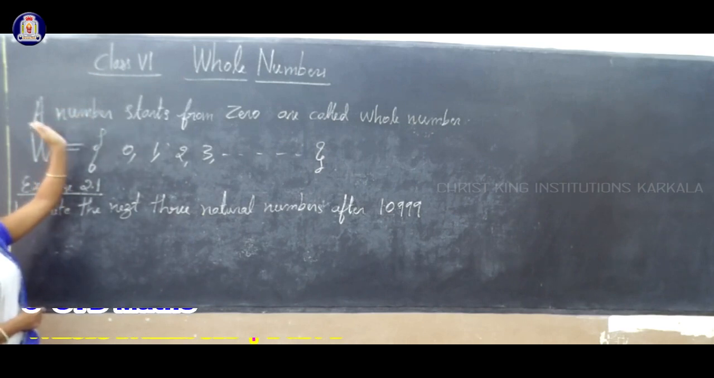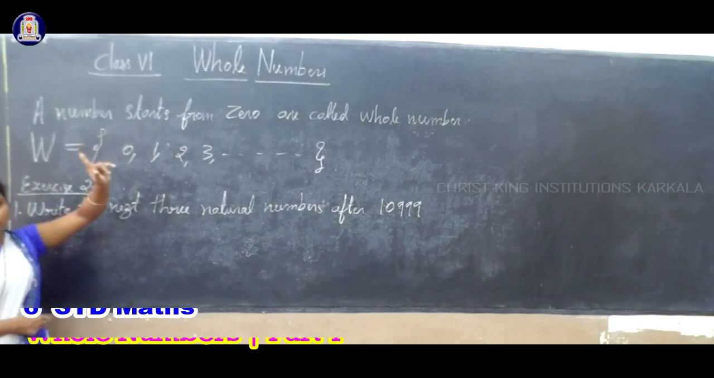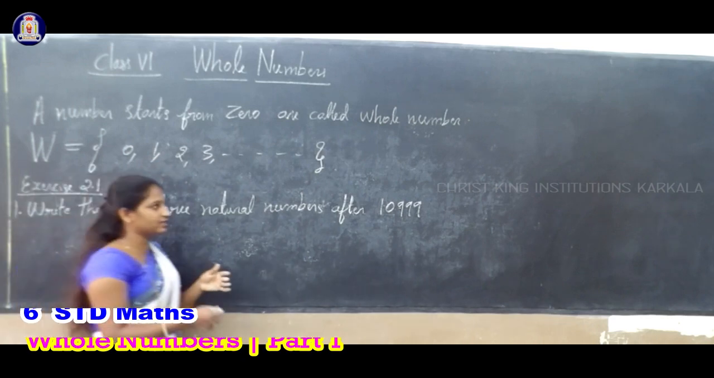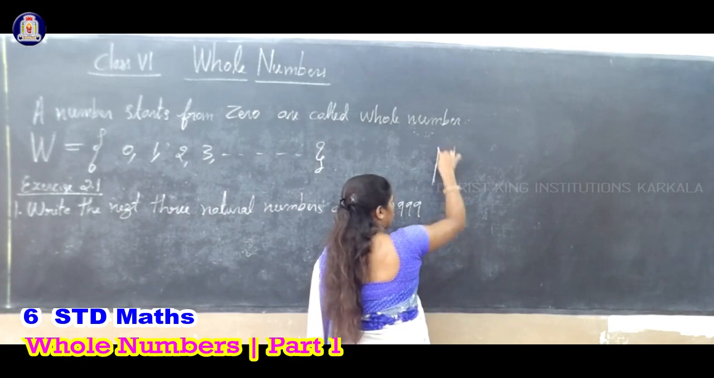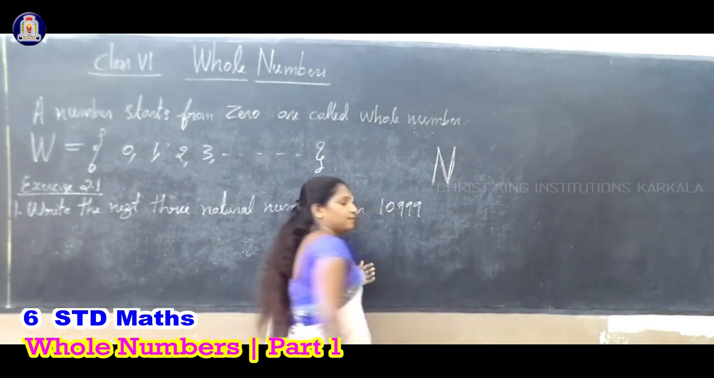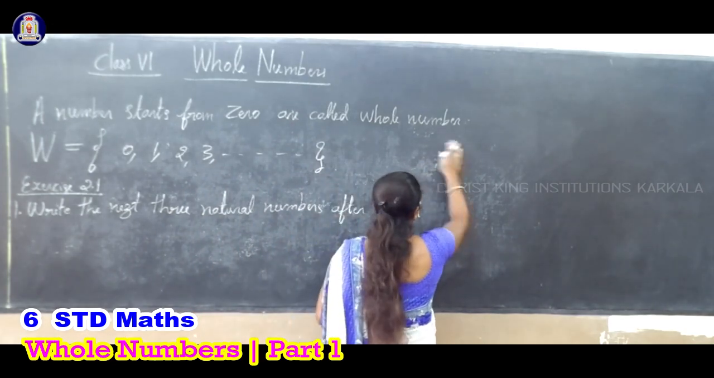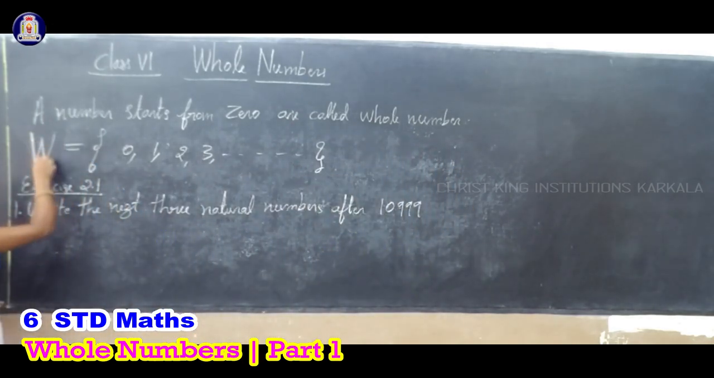Definition is written: a number starts from 0. You know, a number starts from 1, that is called natural number. So how we will represent a natural number? In the previous class I explained. So now this is a representation of natural number. Similarly, we can represent a whole number like this. That is a capital letter W. So capital letter W is the representation of whole number.